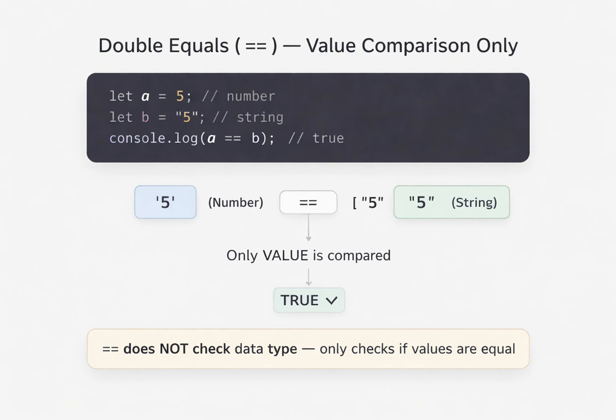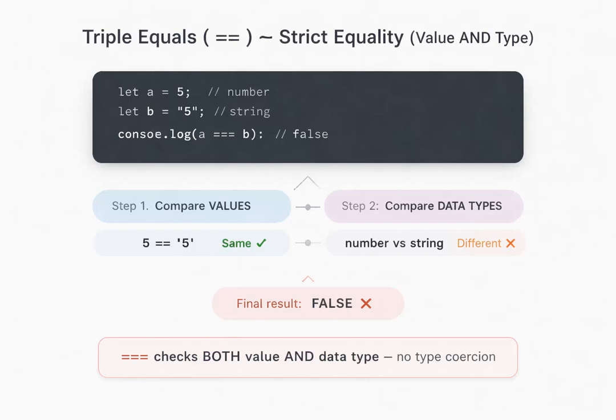It performs what's called type coercion. It converts one type to match the other before comparing. So even though one is a number and the other is a string, double equals ignores that difference and just looks at the value. The triple equals operator, also called the strict equality operator, takes things one step further.